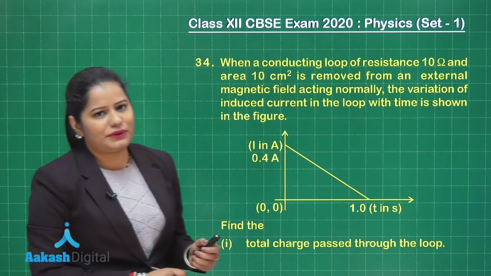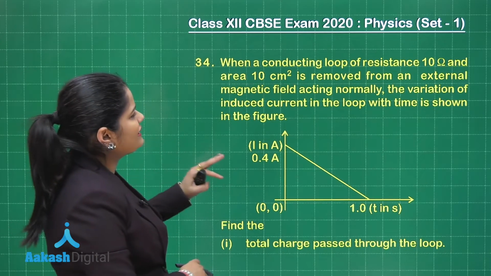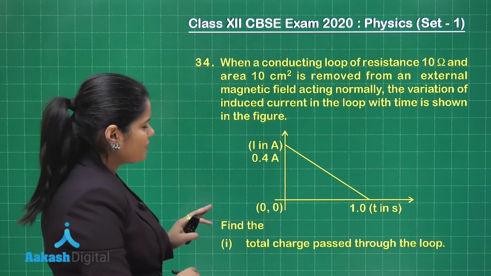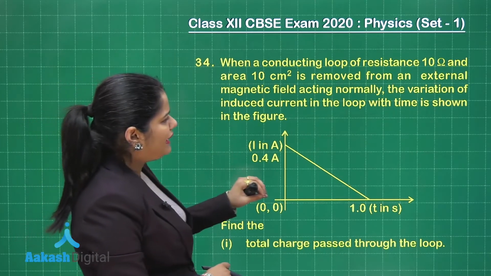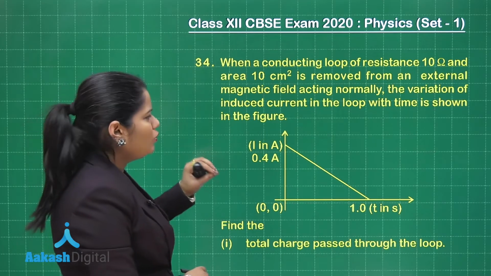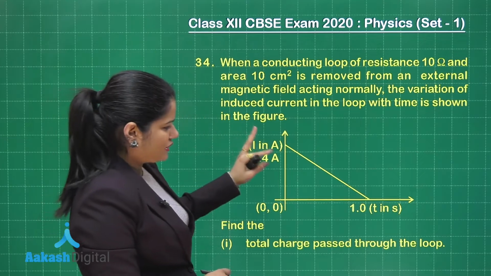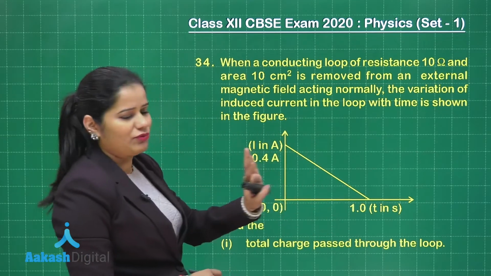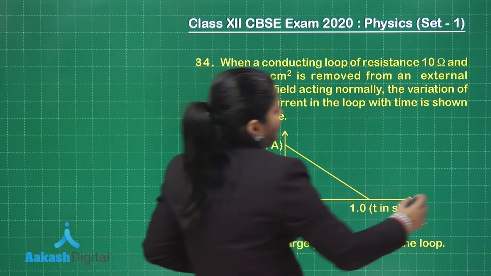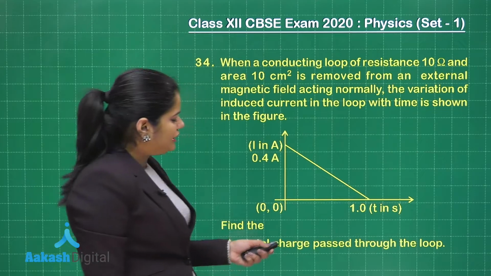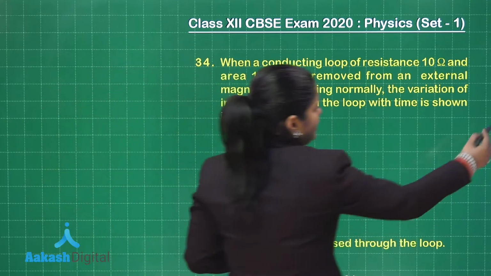So this is the question number 34. इस question में हमें पूछा गया है when a conducting loop of resistance 10 ohm and area 10 centimeter square is removed from an external magnetic field acting normally, the variation of induced current in the loop with time is shown in the figure. So this I is the induced current and this is the time, and this is the graph that will be formed between the induced current with time. Okay, so in the first part of the question we need to find out the total charge passed through the loop. So let's have a look on to the solution.